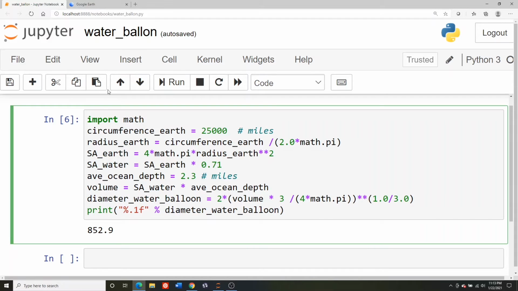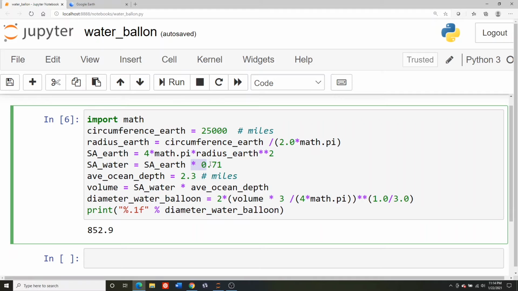Now, how do you come up with something like that? Well, you should know this number, memorize this number. The circumference of the Earth is about 25,000 miles around the equator. And you should also know the relationship between the circumference and the radius. So the circumference equals 2 pi r. So if you invert that and solve for the radius, you just divide the circumference by 2 pi to get the radius. And so the surface area of the Earth, maybe you know this, the surface area of a sphere is 4 pi r squared.